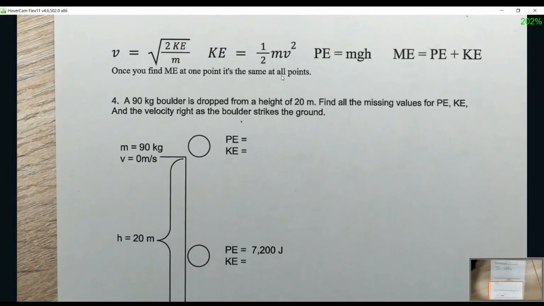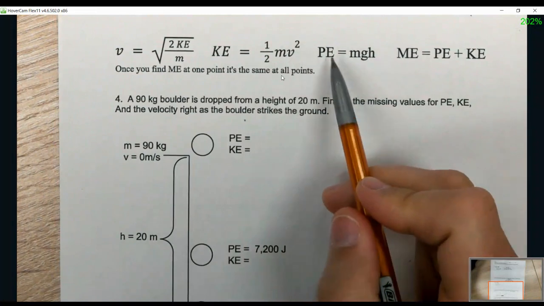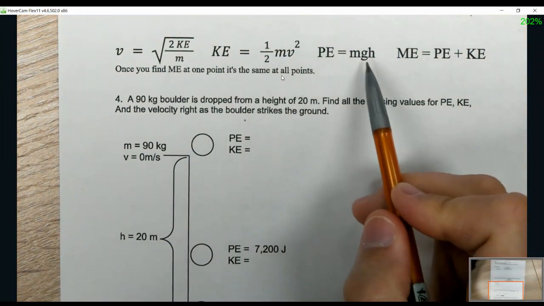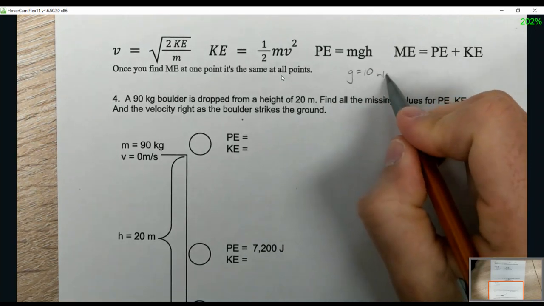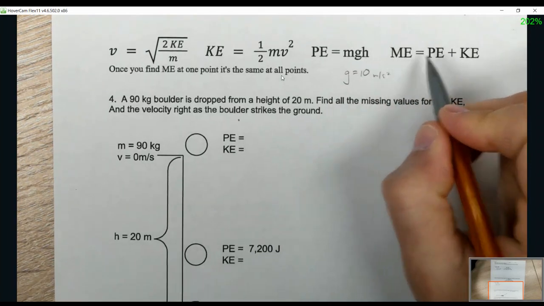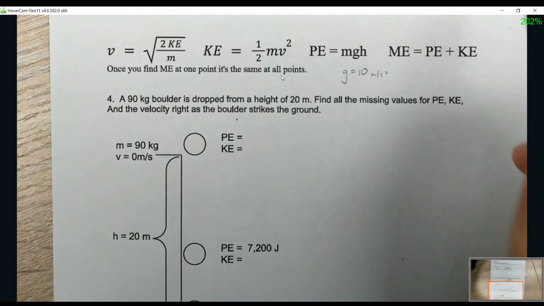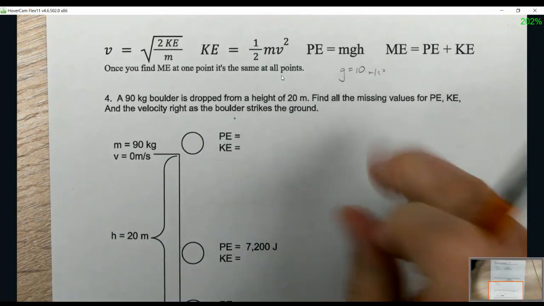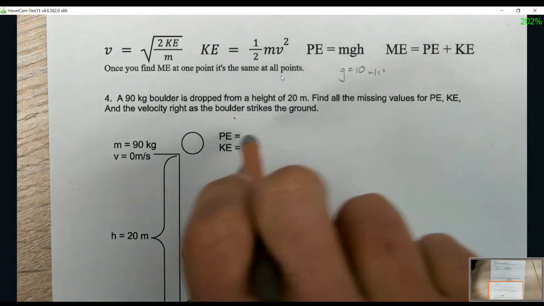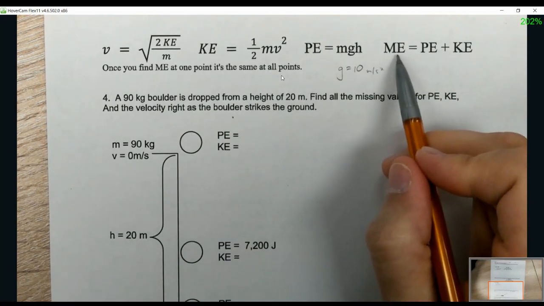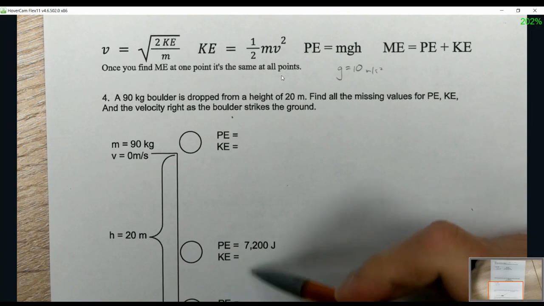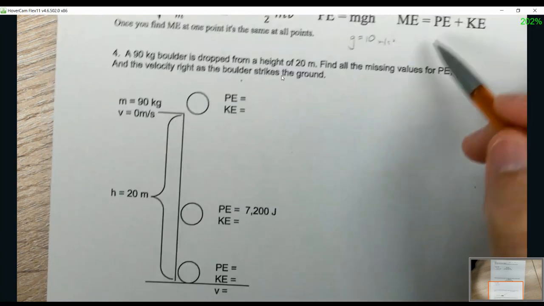Okay, so we have a list of our equations. Kinetic energy, 1/2 mv squared. Potential energy, mass times gravity times height. G, we're using 10 meters per second squared. Mechanical energy is the total energy. It's potential plus kinetic. So if you can figure out or know the potential and kinetic at one of these points, that will tell us what the mechanical energy is. And no matter what, those guys would have to add up to that value.